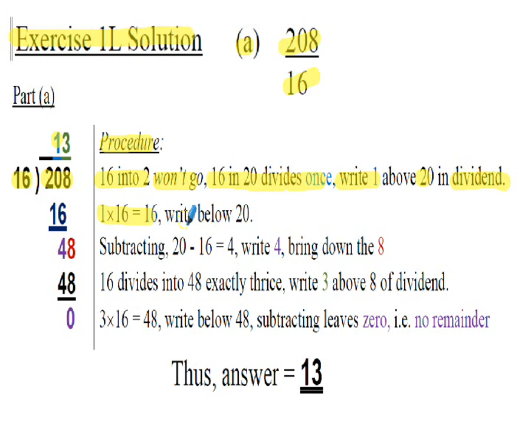1 multiplied by 16 is 16, so we write that below the 20 in the dividend. Here's the 16. And we subtract the values. 20 minus 16 is 4, so we write the 4 here. And next we bring down the 8 from the dividend. So we brought down the 8, and it's shown here. So 16 divides into 48 exactly 3 times, so we write the 3 above the 8 in the dividend. Here's the 3. So 3 multiplied by 16 is 48, so we write the 48 below, shown here. Then again, subtracting the values leaves 0. So again, no remainder. So in this case, the 208 divided by 16 produces an answer of 13.